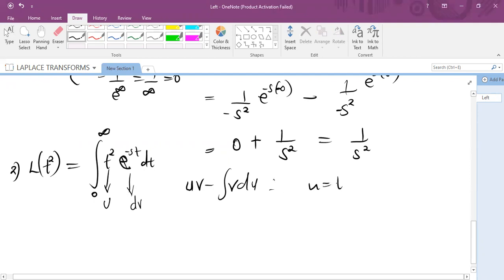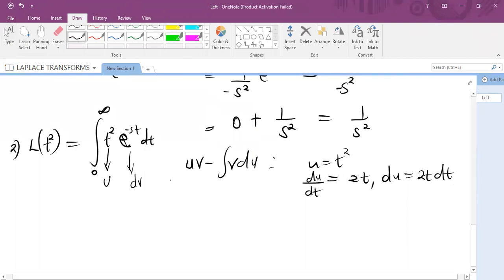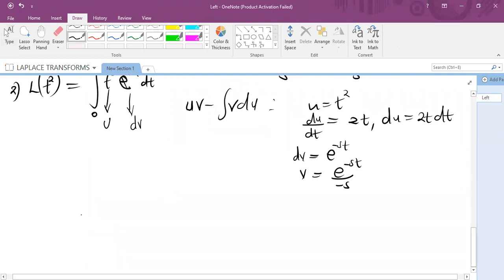Now if u is equal to t squared, what is du/dt? So du/dt will obviously be 2t, meaning du will be equal to 2t dt. Okay, fine. Now dv is equal to exponential minus st. So what is v? We get v by integrating this, so that will be exponential minus st over minus s. So now let's replace those values into the formula. So we'll have uv. So what is our u?